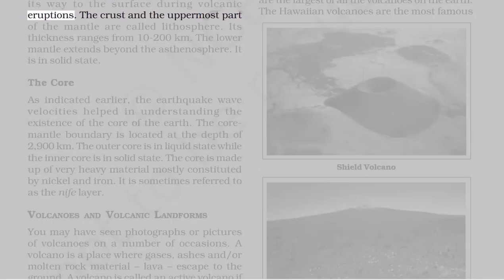its way to the surface during volcanic eruptions. The crust and the uppermost part of the mantle are called lithosphere. Its thickness ranges from 10 to 200 kilometers. The lower mantle extends beyond the asthenosphere. It is in solid state.